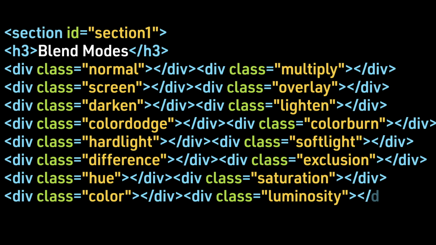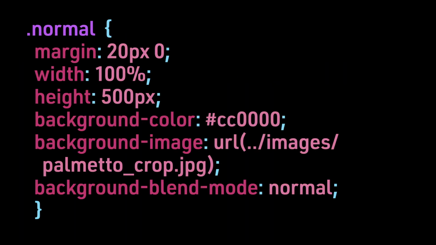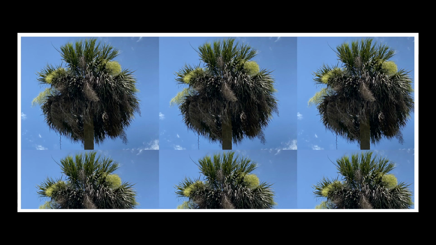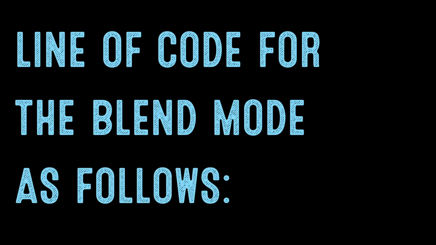Here is the HTML. Again, we are using class attributes so that our CSS can be targeted. And here is the CSS for the first example. With normal blending mode, we have the following result visually. In the subsequent examples, we will only change the last line of code for the blend mode as follows.